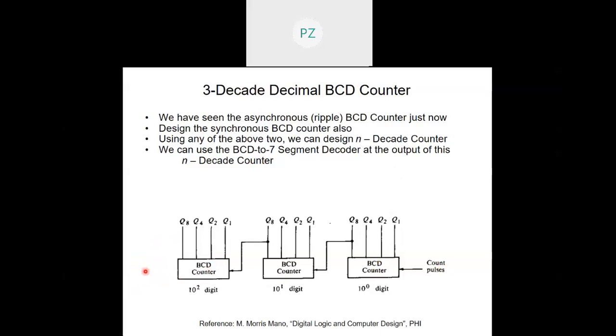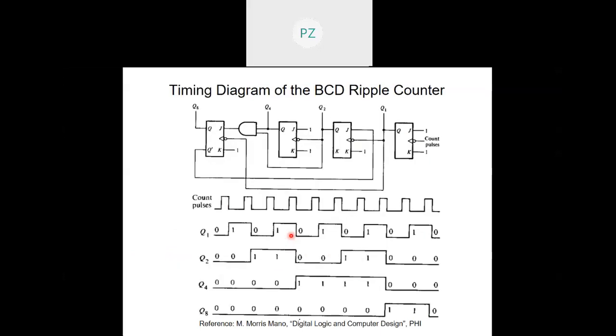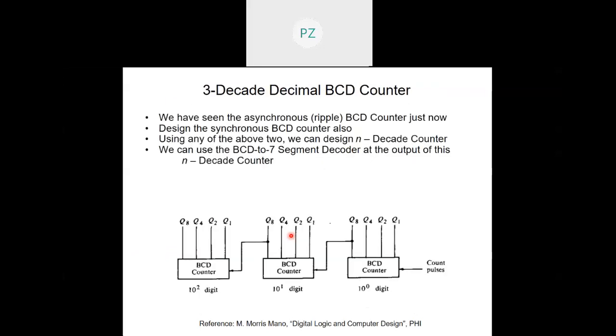Every decade counter that you add will add 1 decimal digit to be counted: 10,000, 100,000, and then 1,000,000, then 10 million, 100 million, 1 billion. You go on adding and a decade keeps getting added, right? So that is how you can have an n decade counter using the BCD counter that we have designed, either the BCD ripple counter, or the synchronous BCD counter that we will design later.